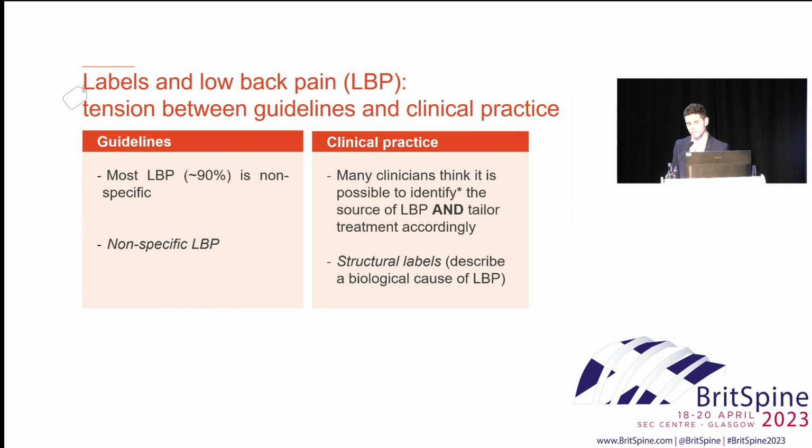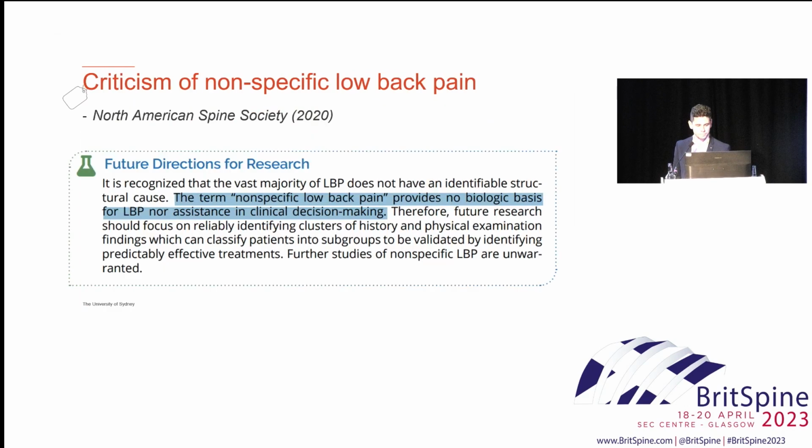At the same time, in clinical practice, a lot of clinicians think it's possible to identify the source of back pain and use that to tailor treatment accordingly. As a consequence of that, several structural labels, which tend to describe the biological cause of back pain, are then used. And obviously, there's a lot of criticism of both approaches.